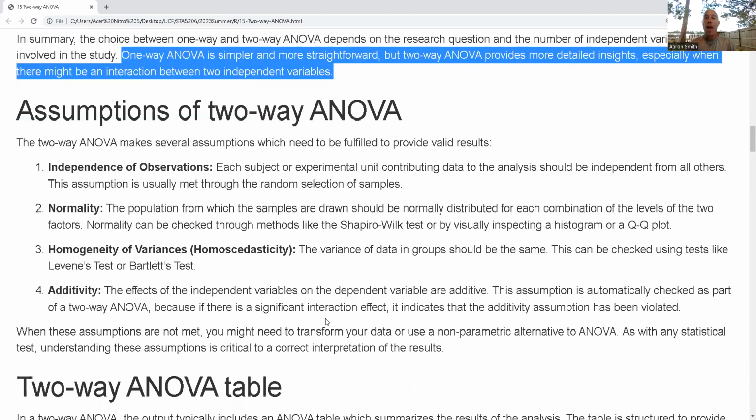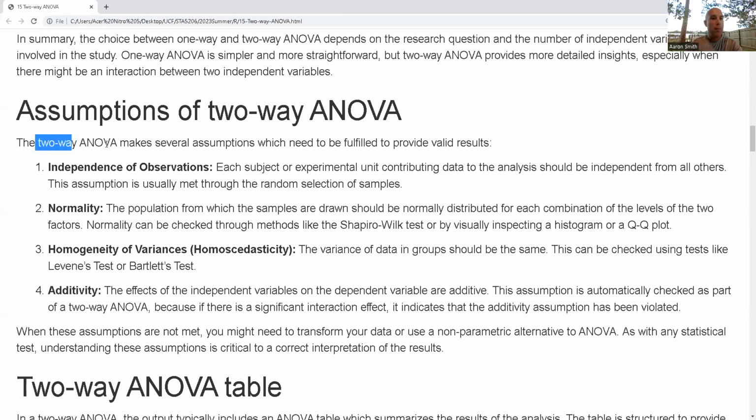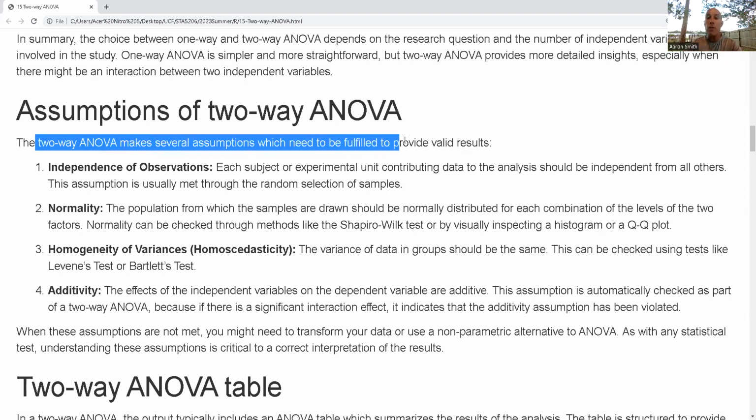All right, now, every single statistical test has assumptions. If our data, our situation, our theoretical understanding, our subject matter knowledge of what's happening does not support these assumptions, I need to choose a different method to do analysis. So to make sure we do things coherently and correctly, we need to know what the assumptions are. I'm glad you asked, because here they come. Two-way ANOVA makes several assumptions which all need to be fulfilled to provide valid results.